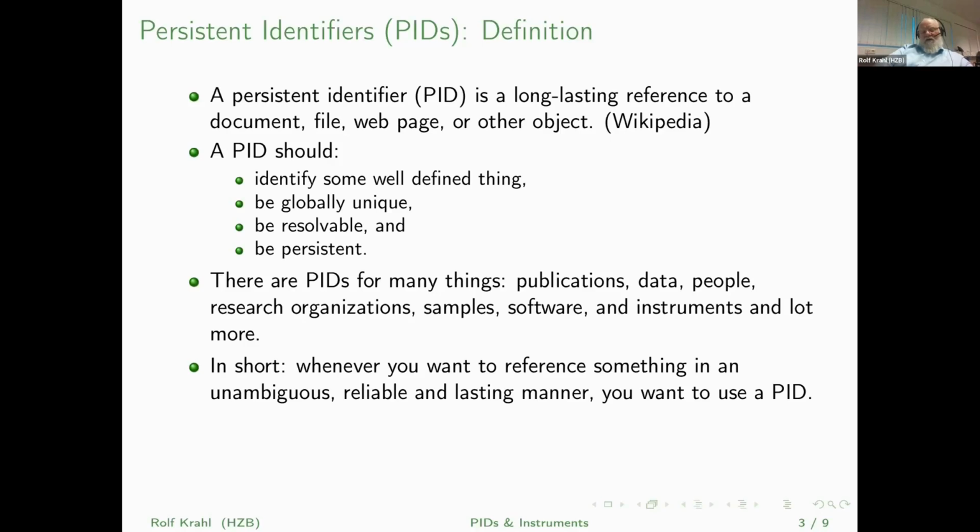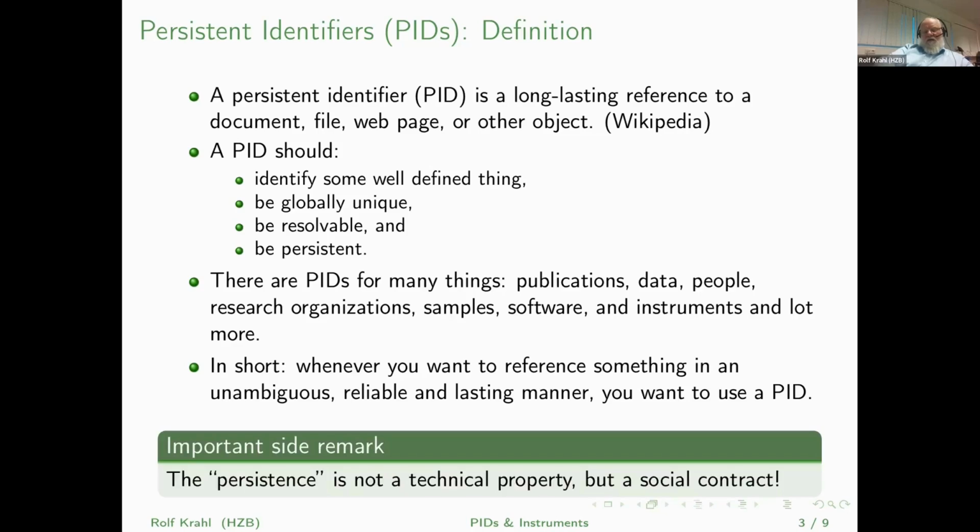And as I already said, there are many PIDs for many things: publications, data, people, research organizations, samples, software, and now instruments, and a lot more. In short, whenever you want to reference something in an unambiguous, reliable, and lasting manner, you want to use a PID. One side remark: the persistence in the PID is not a technical property, it is a social contract. This is important to keep in mind.